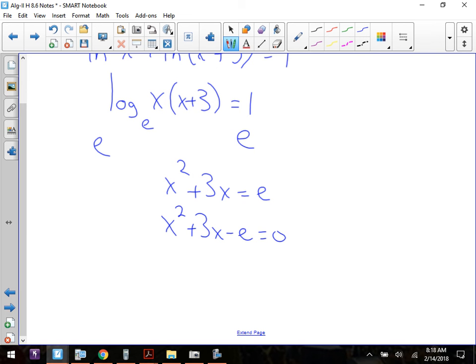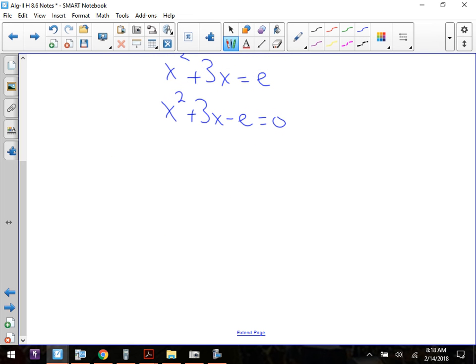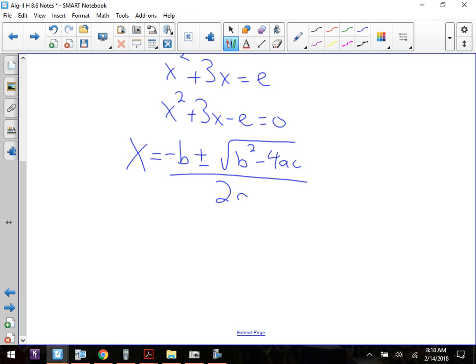What multiplies to negative e but adds to get 3? Well, what's your a, b, and c here? 1, 3, and negative e. So let's sing it. Everybody sing it for Mackie. Ready? X equals negative 3 plus or minus square root b squared minus 4ac all over 2.